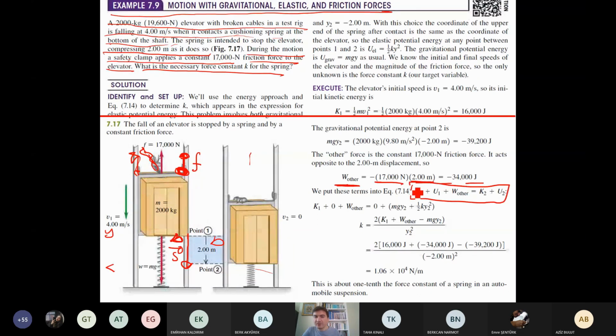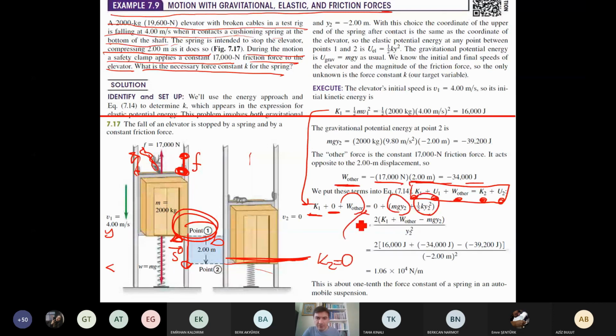Initial kinetic energy, initial total potential energy, V other, final kinetic energy, final potential energy. And here, the initial kinetic energy is given. We have calculated this one. You can put it there. Initial potential energy is 0 because there is no elastic potential energy. There is no gravitational potential energy at point 1. I have already discussed. And here we have V other, and here we have final kinetic energy. The elevator is stopped. Then the final kinetic energy is 0. Put 0 there. Then this is the final gravitational energy, final elastic potential energy. Then we know the V other. We have already calculated. Put it there. So what we have here: mg y2, gravitational potential energy, 1/2 k y2 squared.